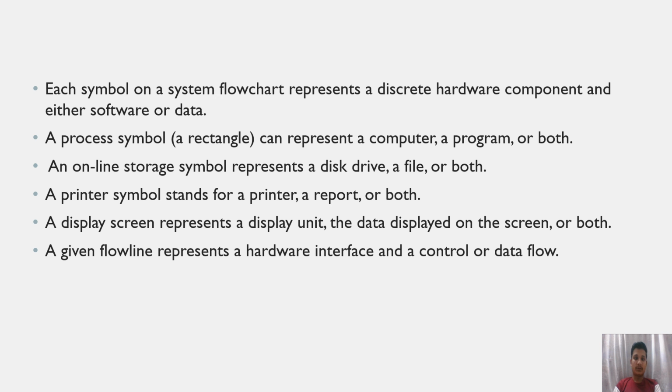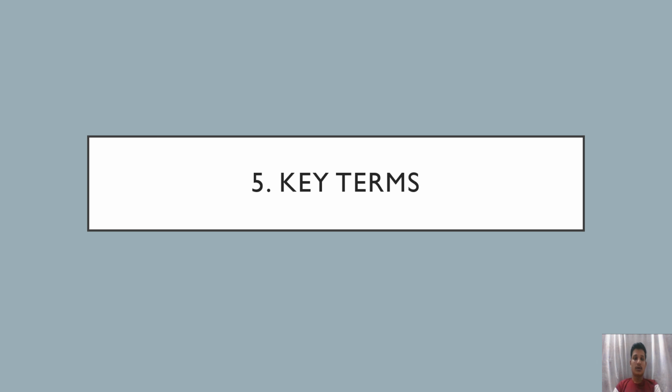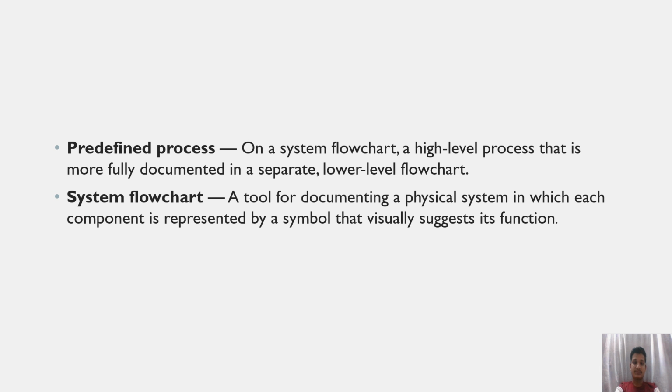So the supported documentation is a brief summary that each symbol on a system flowchart represents a discrete hardware component and either software or data. A process can represent a computer, an online storage symbol represents a disk or drive, a printer symbol stands for a printer, and these are different symbols that we have seen that are used in system flowcharts. The key terms that we saw in this presentation were system flowchart, of course. You must have understood what a system flowchart is: it is the tool for documenting a physical system so that we can analyze and visualize it.